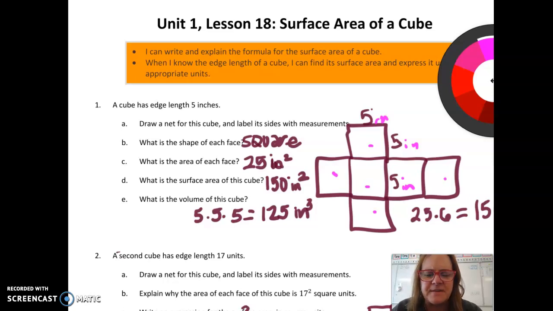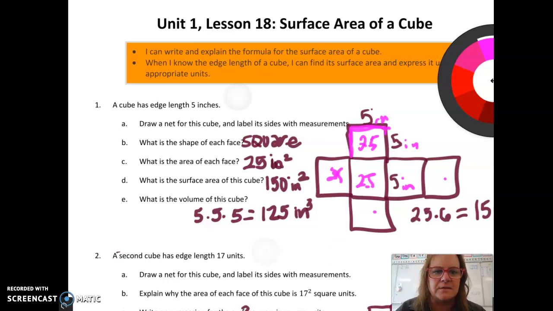The area of each face is 25 square inches, and that's because if each edge length is 5, 5 times 5 is 25 square inches, since we're talking about area. The surface area then would be 150, because if each of these faces has an area of 25, and there are 6 of those faces, 25 times 6 is 150.